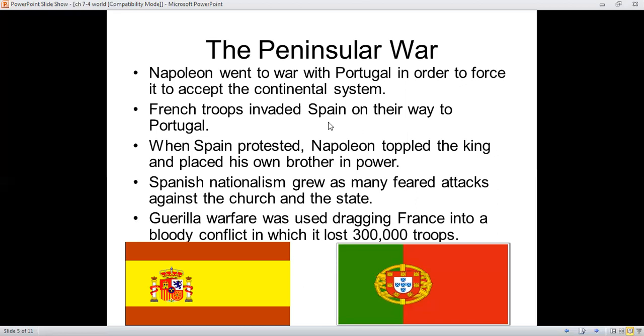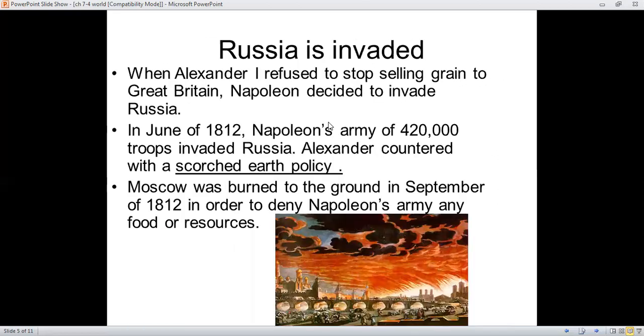Why? Because he tried to invade Spain and he tried to force Portugal into the continental system, and the Spanish and Portuguese did not agree, and in this conflict, Napoleon lost a lot of his troops.